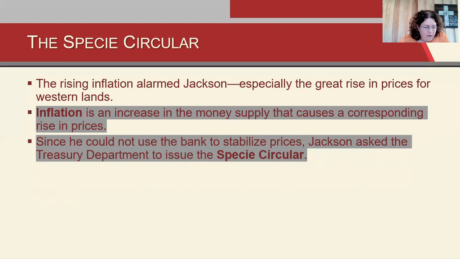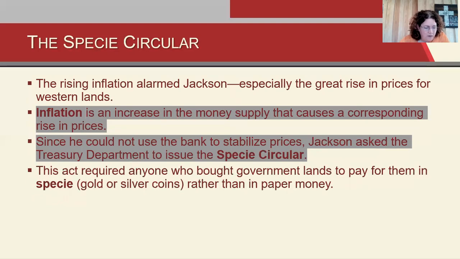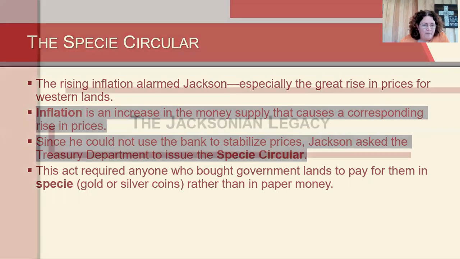Since he would not use the bank to stabilize prices, Jackson asked the Treasury Department to issue the Specie Circular. This act required anyone who bought government lands to pay for them in specie, gold or silver coins, rather than in paper money. The Specie Circular reduced the number of bank loans issued, but it also prohibited borrowers, including speculators, from paying their debts with their paper money.